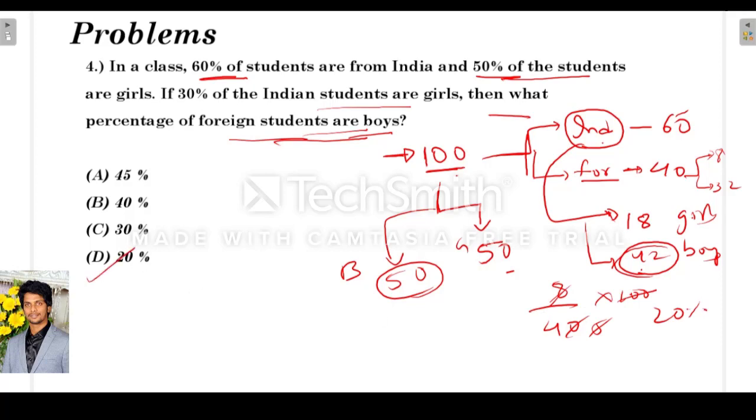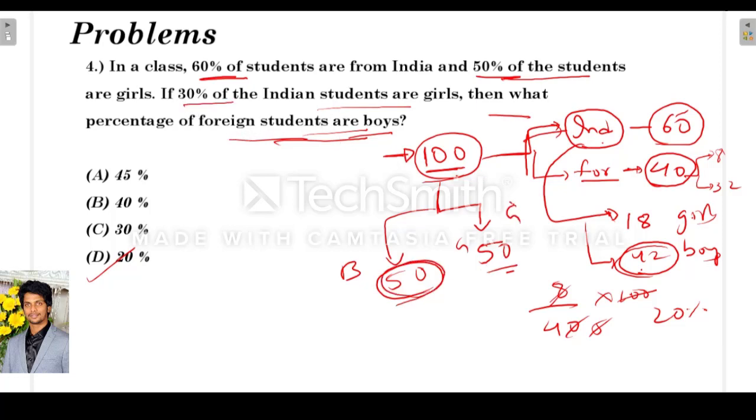So I will explain again. See, now we are assuming there are 100 students in a class. So they are telling 60% are from India. So 60% means 60 are from India and 40 are from foreign, right? And they are also telling 50% of students are girls. So here 50 are girls and 50 are boys.